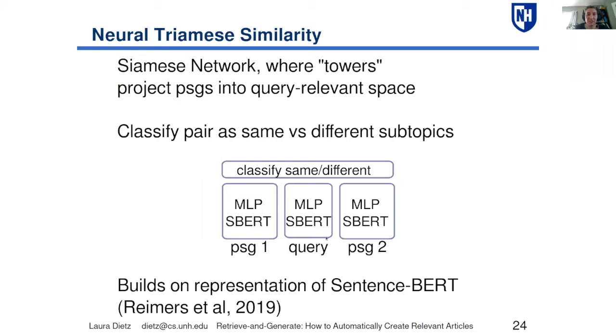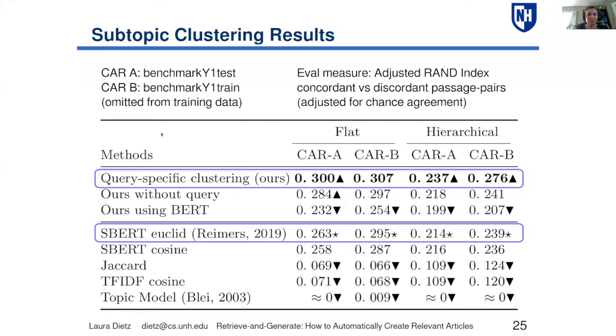So what we did was extend the Siamese network by adding a third tower coming in here. Both are Sentence-BERT embedded pieces of text, further projected into a space that captures the query relevance of topics. At the end, we have the same classification into same and different according to our ground truth benchmark. But including the query in the similarity metric made a huge difference to clustering quality. If you just use the original Sentence-BERT numbers as a baseline, with this query-specific approach, even though it's rather simple, we can get a significant improvement.